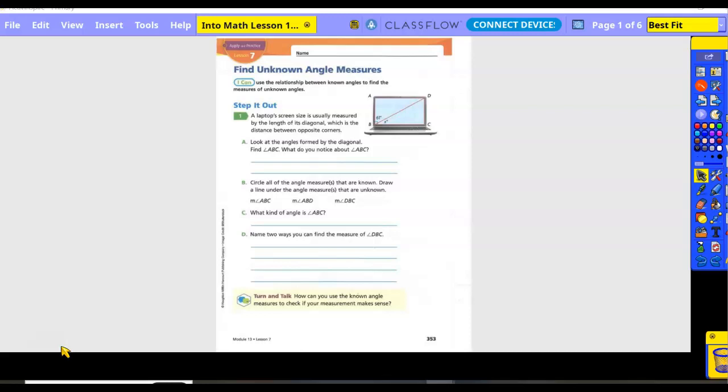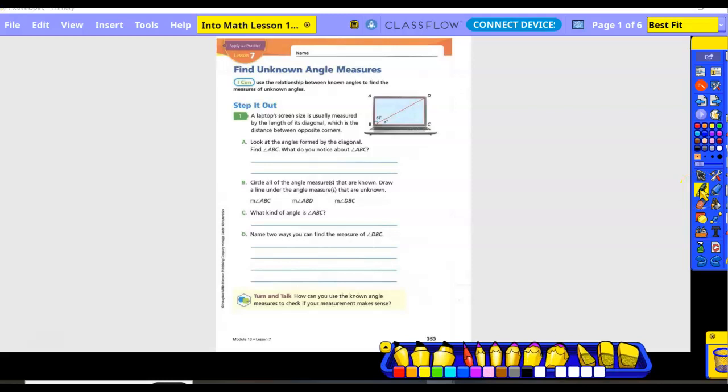Okay. So a laptop screen size is usually measured by the length of its diagonal, which is the distance between opposite corners. Look at the angles formed by the diagonal. Find angle ABC. So this angle right here, what is the size of this angle? No, that's ABD. What's ABC? It's a 90-degree angle because they have that little box, right? So measure of angle ABC equals 90 degrees because they have the little box to denote that.